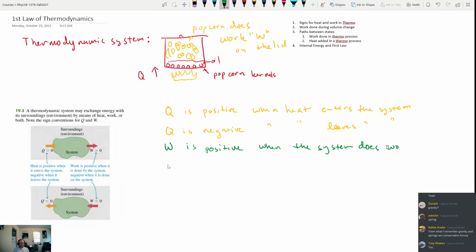Work is positive when the system does work on its environment, on its surroundings, however you want to say that. So the work is positive in the case of the kernels because it's pushing up on the lid. The force is up. The displacement of the lid is up. So that's positive work, right? Okay, so then the opposite of this will be work is going to be negative when the surroundings or the environment does work on the system.